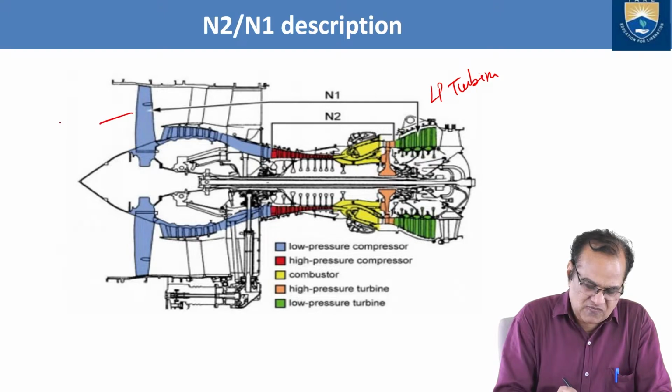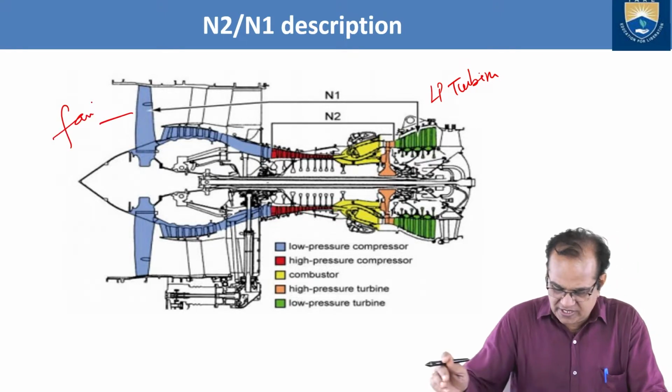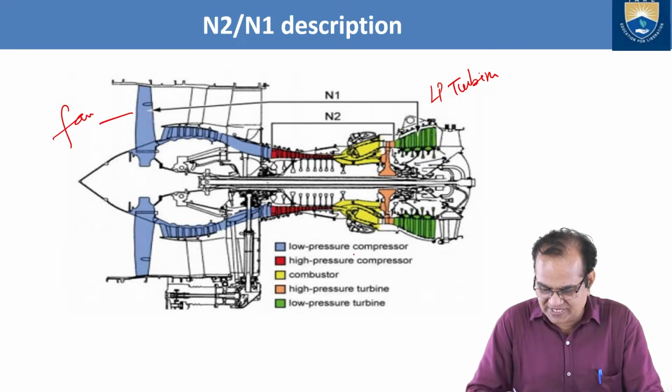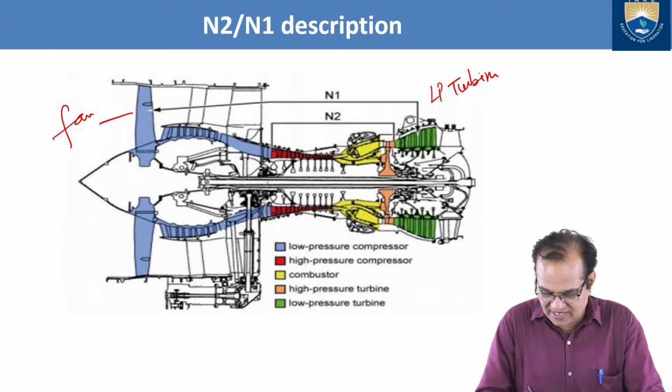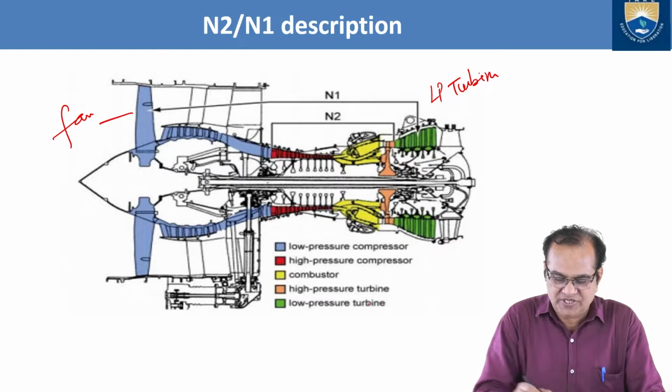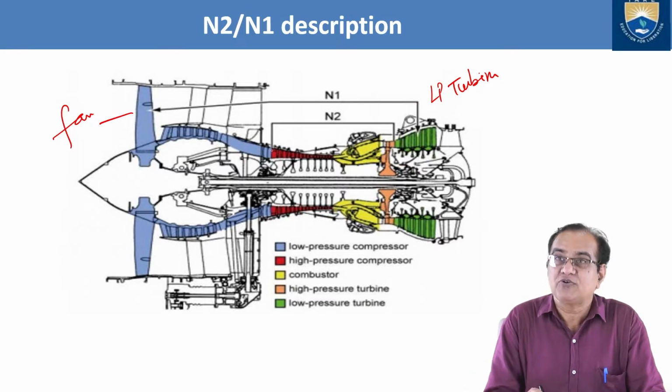And this is the fan. Okay, so these are the low pressure compressor area and this is the low pressure turbine area. This is called the N1, and N2 is the high pressure area. It is from the high pressure compressor to the high pressure turbine. This red zone is the high pressure turbine. This one is amber color, and the red color is your high pressure.